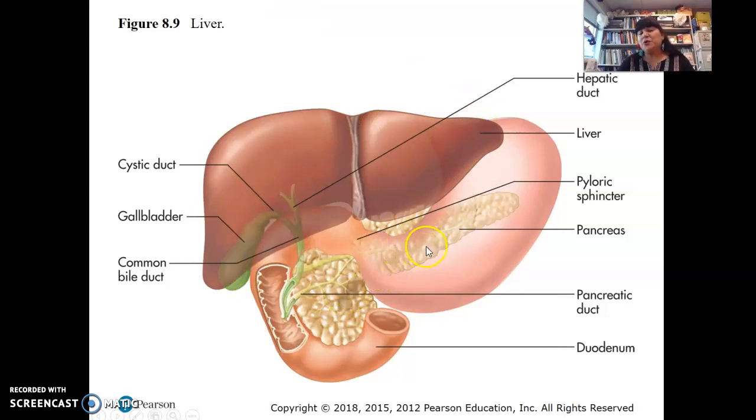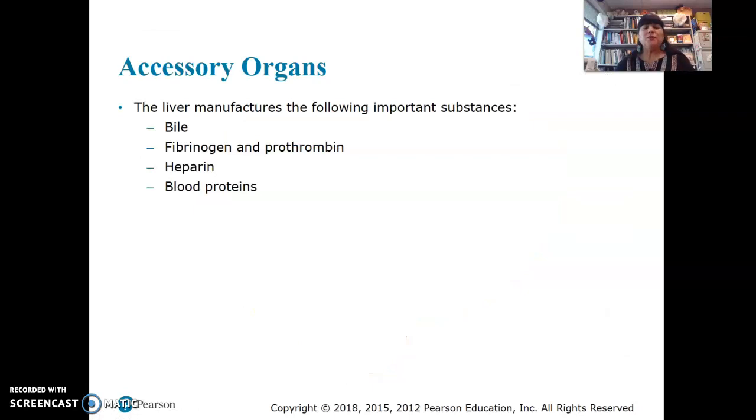Again, it's inferior and posterior to the stomach, because there's the stomach. And then there's the duodenum, right? The first part of the small intestine. And then here you have the common bile duct that's going to take the bile and the pancreatic juices and mix them into the duodenum. So, right, the liver makes bile, fibrinogen, prothrombin, heparin, blood protein, so other functions.